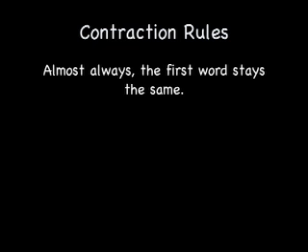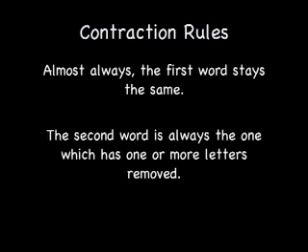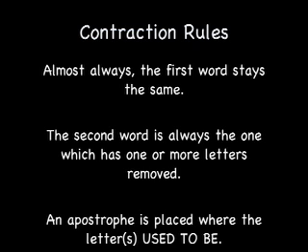There are three rules that you can use to form almost every contraction in English. First of all, almost always the first word stays the same. The second word is always the one which has one or more letters removed. Finally, an apostrophe is placed where the removed letters used to be.